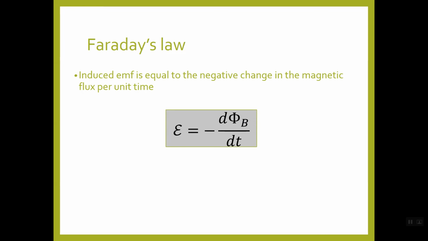This equation expresses the fact that an EMF is induced when we have a changing magnetic field or when the area through which the magnetic field crosses changes. So a changing magnetic flux produces an induced EMF.